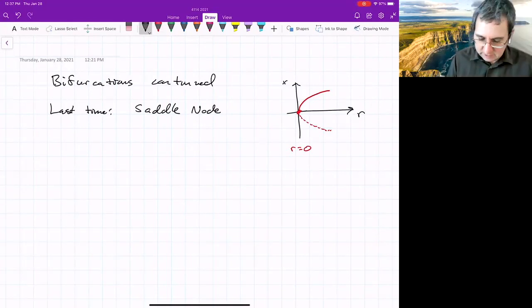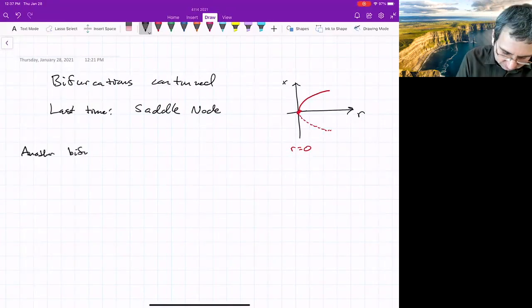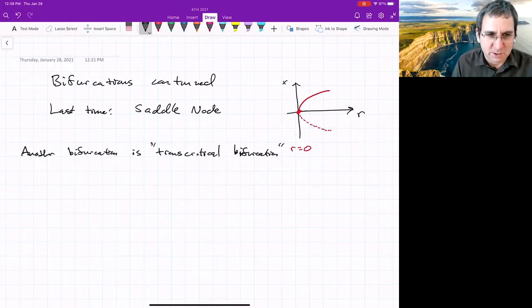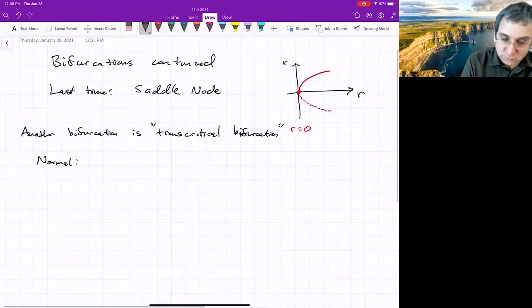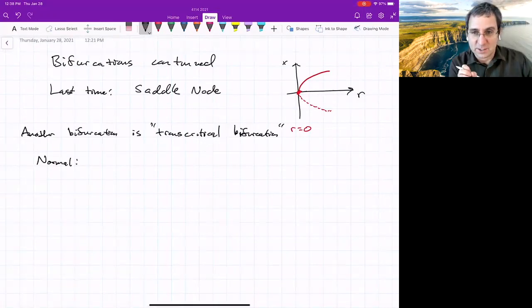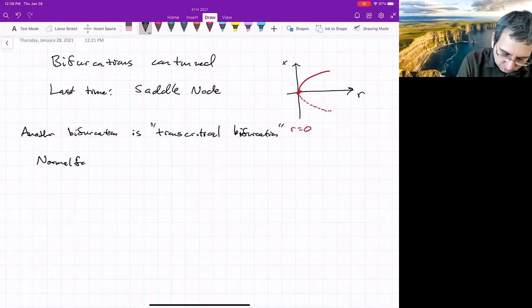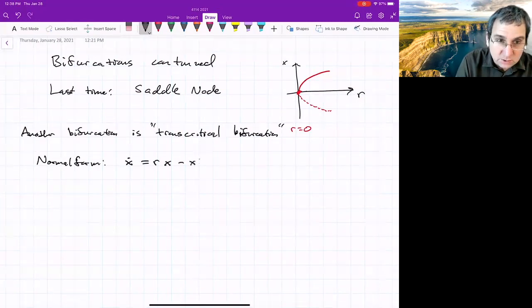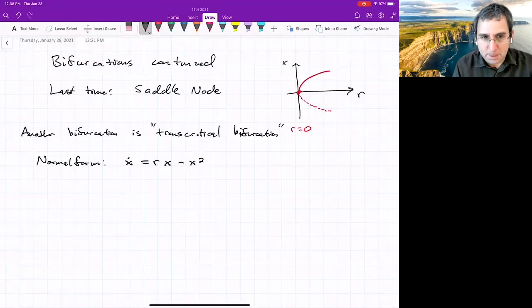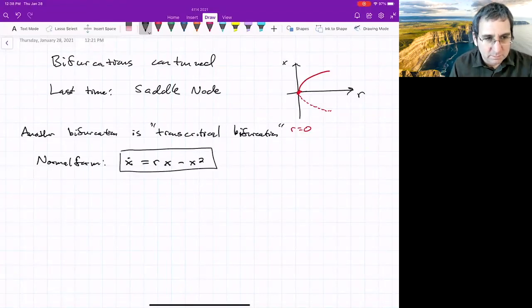Another example of bifurcation has a different type of normal form, and it's called the transcritical bifurcation. It has other names. Remember what a normal form was? That's kind of the prototype. We're looking in 1D, so a one-dimensional vector field will locally look like this. The normal form for this type of bifurcation is x dot equals rx minus x squared, where again, r is our bifurcation parameter and x is our state.